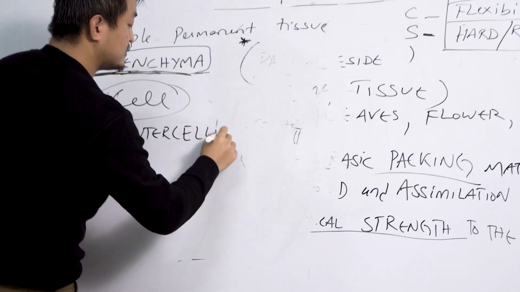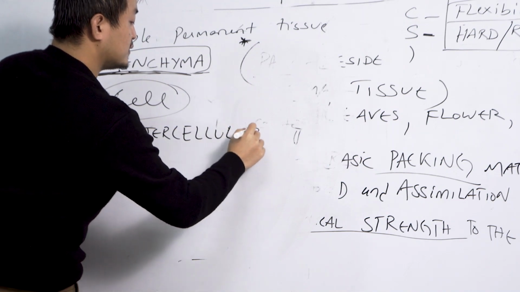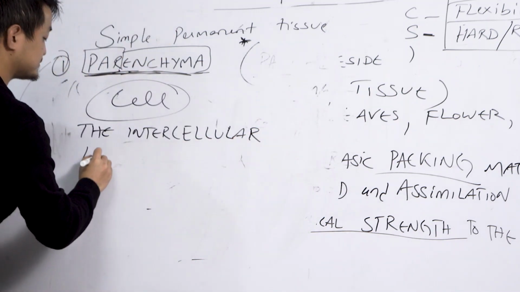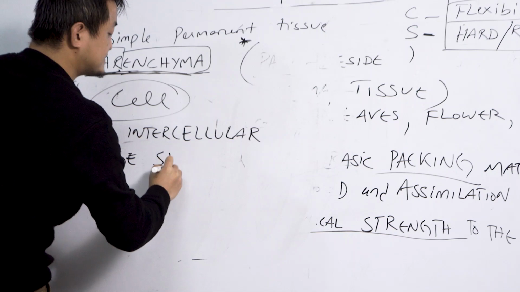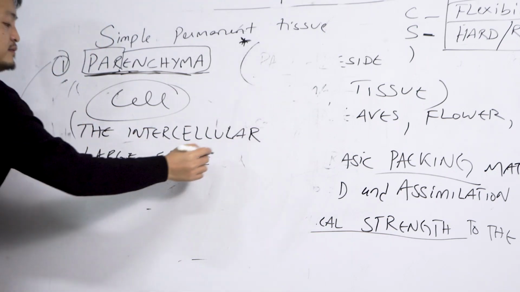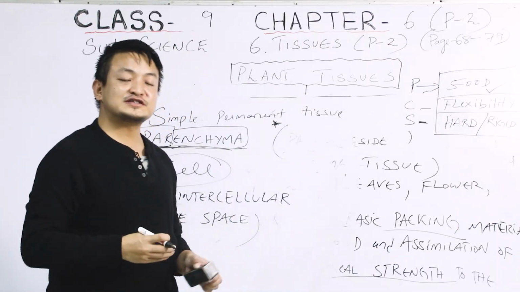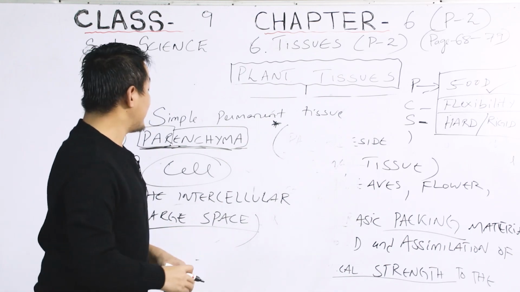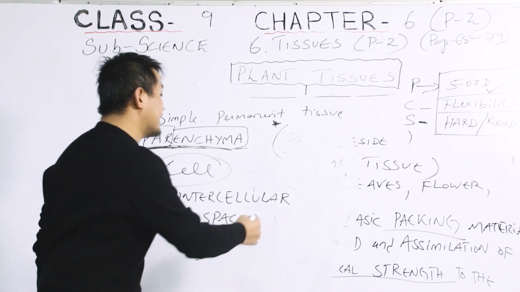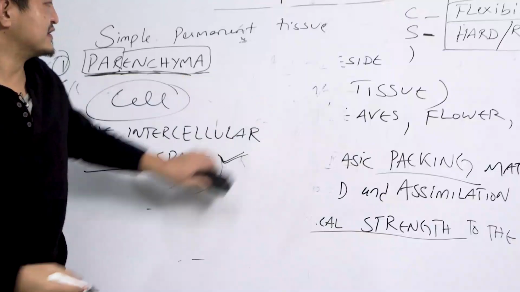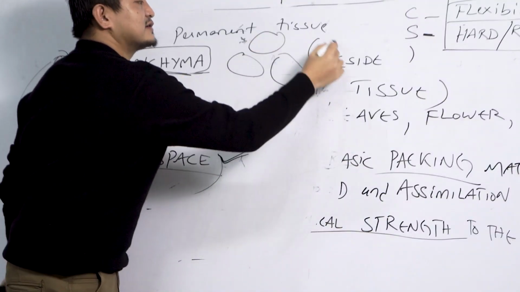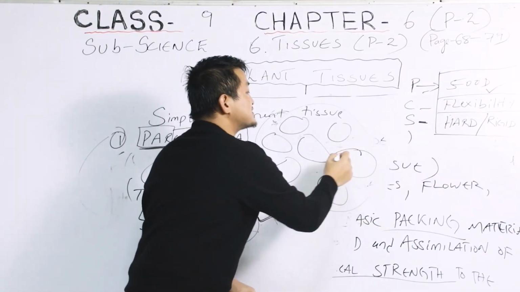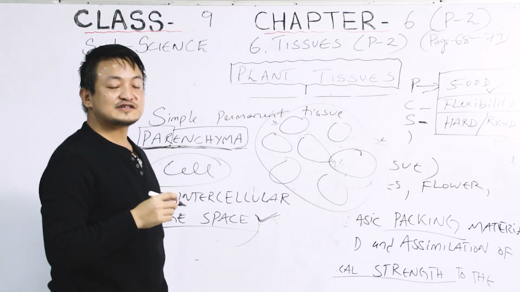The intercellular cells have large space. Now that means they are not closely packed. The cells are not closely packed and they have large spaces. So somewhat it will look like this. So the intercellulars have large space and they are not closely packed.